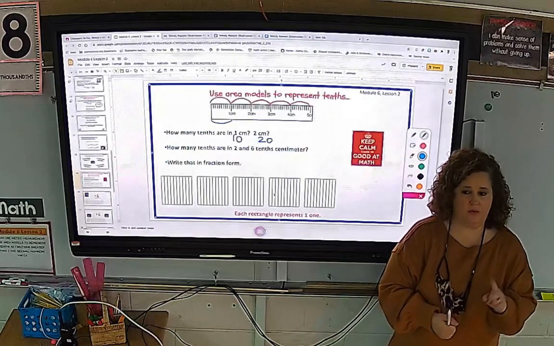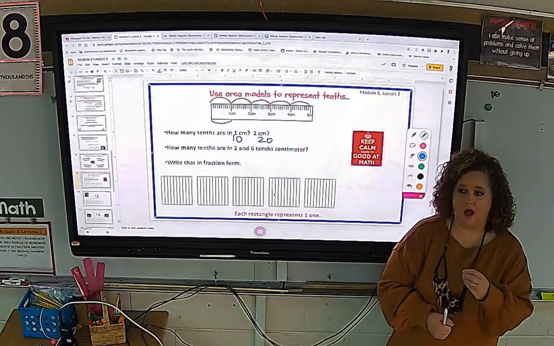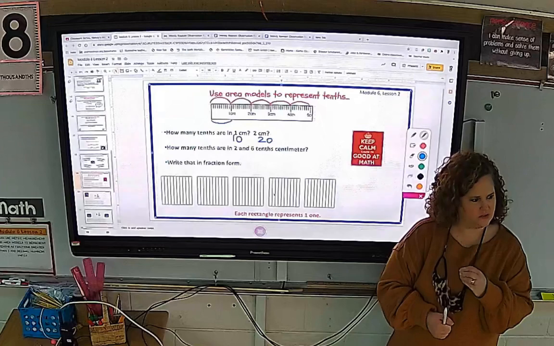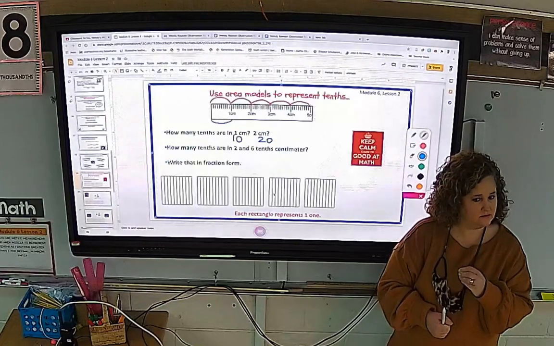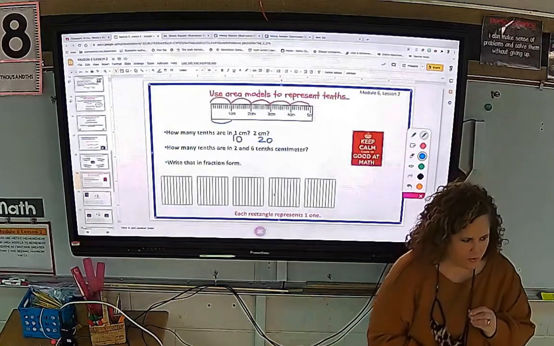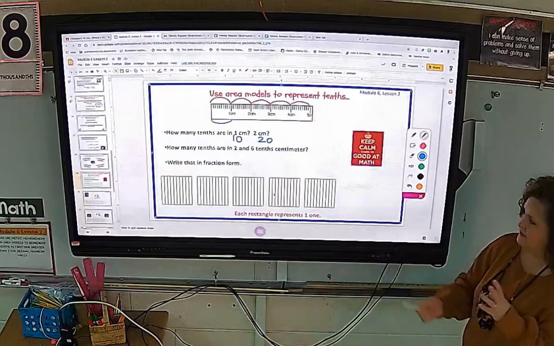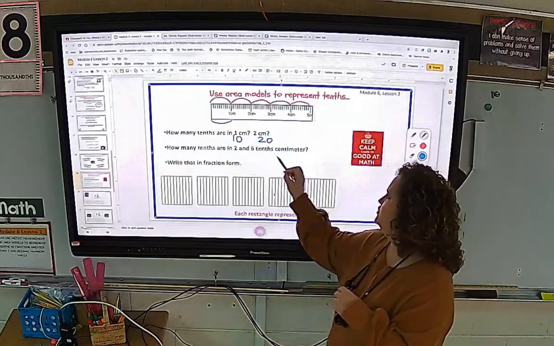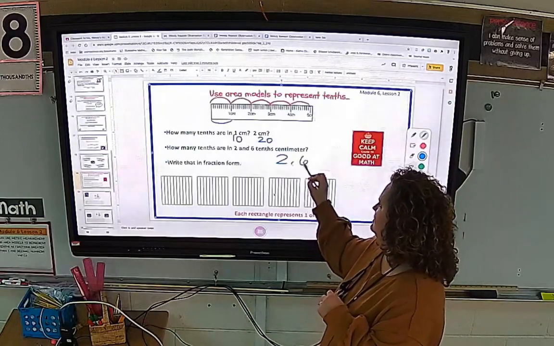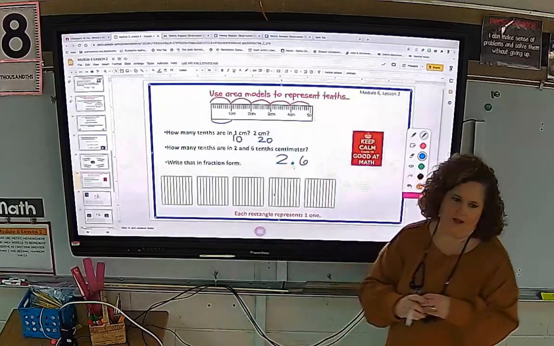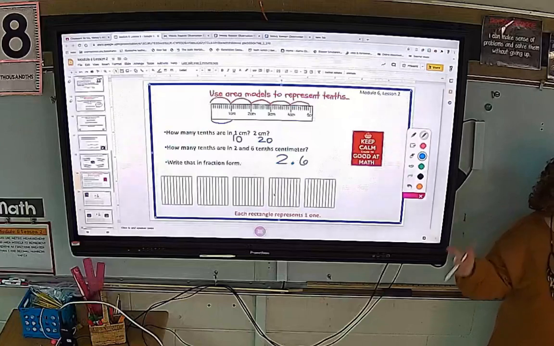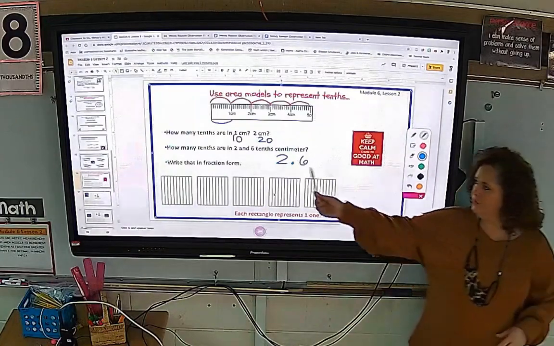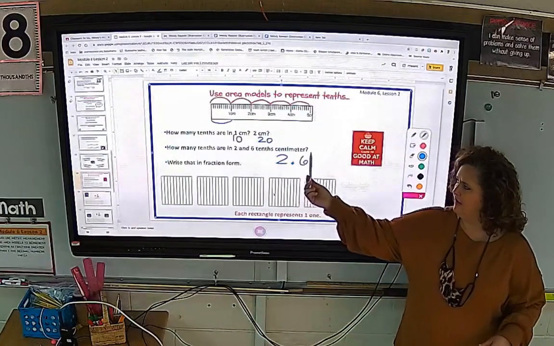Every time you have a whole number, you have 10 tenths. Like fractions. Every time you have a whole number, you have 10 tenths. So if we have 2 and 6/10, how many tenths is that all together? Every one of these has 10, and then you've got these extras.